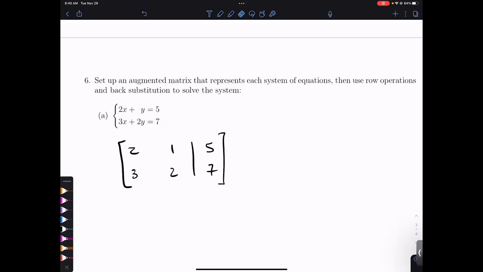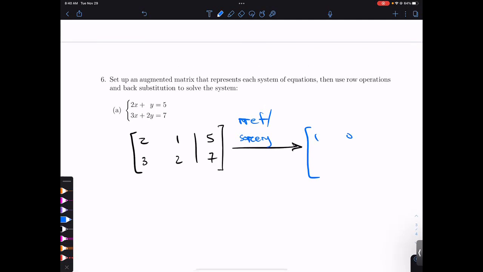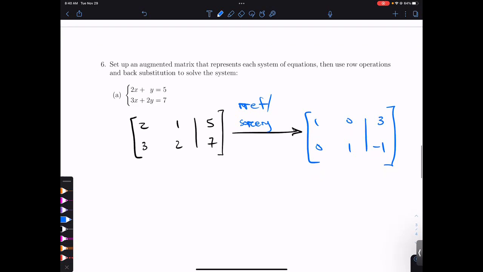Reduced row echelon form, some kind of sorcery. This turns into 1, 0, 3, 0, 1, -1. What's the solution to the system then? X equals 3, Y equals -1.